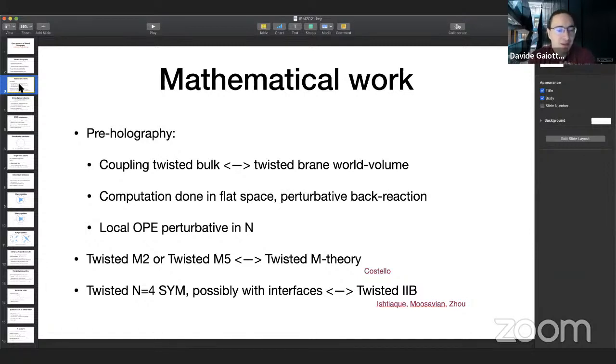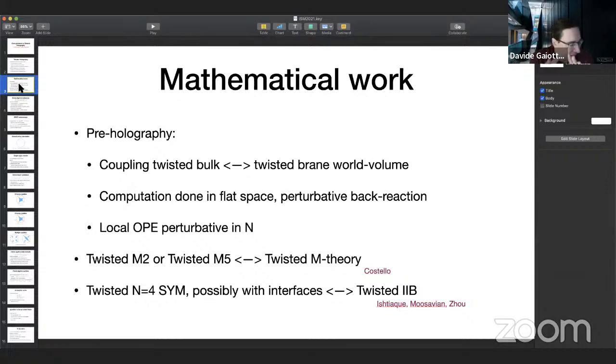Costello worked this out in some beautiful examples in M theory, studying the worldvolume theories of M2 and M5 branes and their omega-deformed topological twists, and matching them with calculations done in a beautiful twisted M theory, which is defined by 5-dimensional Chern-Simons theory. And there was also this group of Ishtiaque, Moosavian, and Zhou, which did beautiful calculations involving interfaces in N=4 super Yang-Mills.